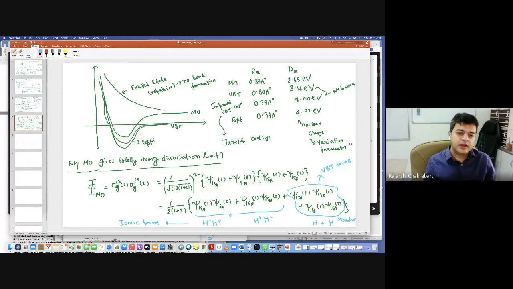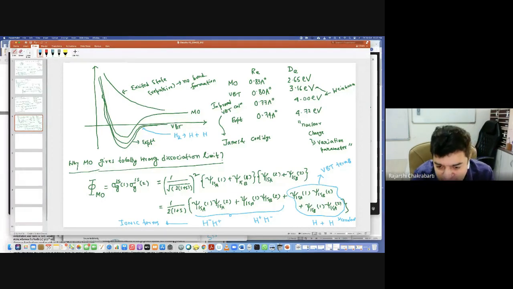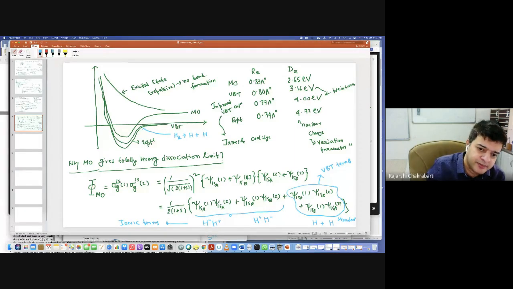Now in this experiment, H2 dissociates into H plus H. It is dissociating into two neutral H atoms. So if you do an MO calculation, it also has ionic terms in it. As a result, it will predict the dissociation limit wrong for this experiment, the one I've shown here. Is this clear?